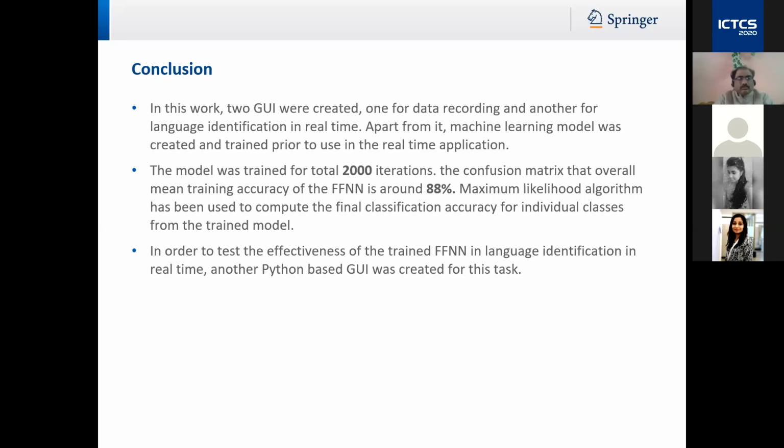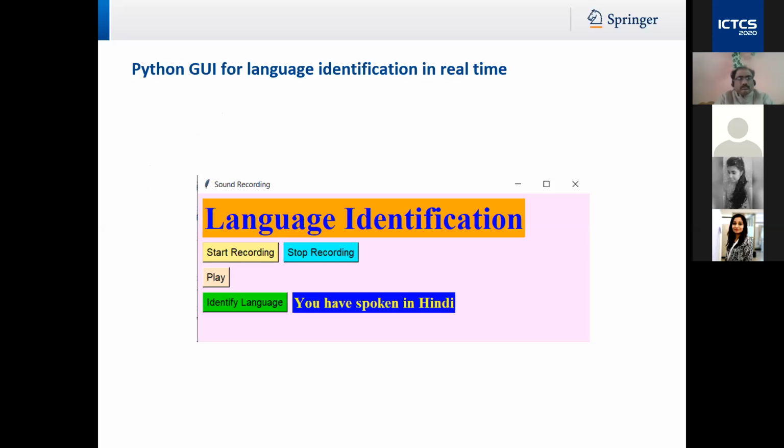In order to test the effectiveness of the trained FFNN in language identification in real time, another Python-based GUI was created for this task. This is the Python GUI which we have created, where it has start and stop buttons for recording and a play button for playing the recorded sound. And there is another button, identify language. After clicking that button, it will display which language we have spoken, for example, Hindi or English. From my experience, I spoke Hindi while taking this screenshot, so it is displaying that you have spoken Hindi. If I spoke in English, it will display that you have spoken English.